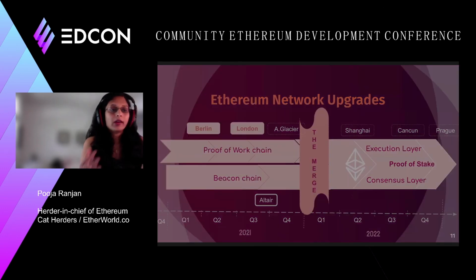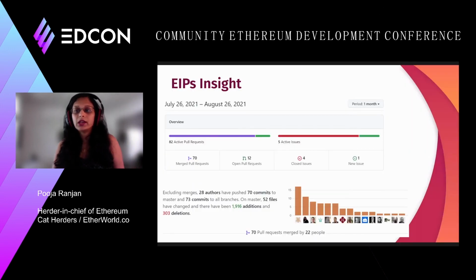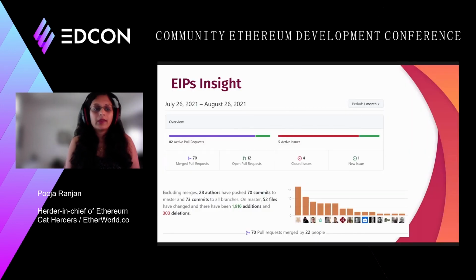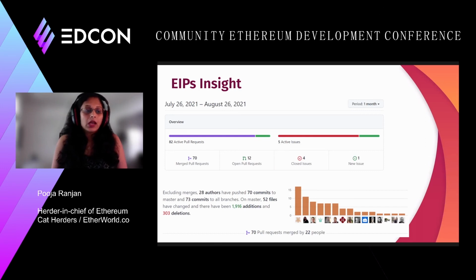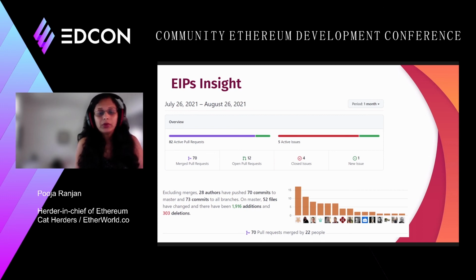Because we are talking about EIPs, we understand it's important to share how many people are putting their effort into it. I have just taken a snapshot of the past one month, and it shows that there are over 82 pull requests and 70 of them have been merged. There are many people who are actively involved, and we would like to have more and more community involvement in that.